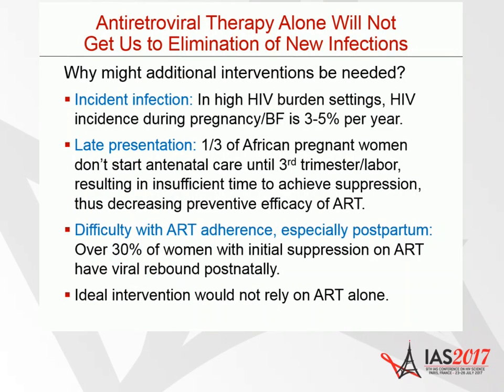First, infant infection. In high HIV burden settings, HIV incidence is 3 to 5% per year. Late presentation: 1/3 of African pregnant women don't present until the 3rd trimester or even in labor, and that gives you insufficient time to achieve viral suppression during pregnancy, decreasing preventive efficacy of treatment. And then there's difficulty with adherence, especially in the postpartum period, with over 30% of women rebounding, and I'll show you that data. So an ideal intervention would not rely on treatment alone.